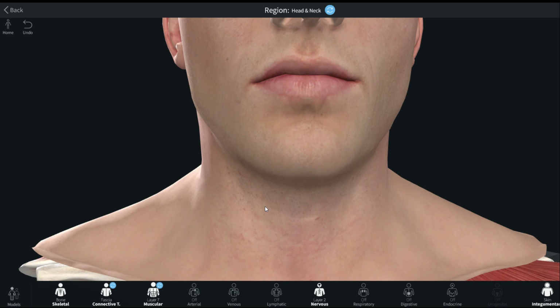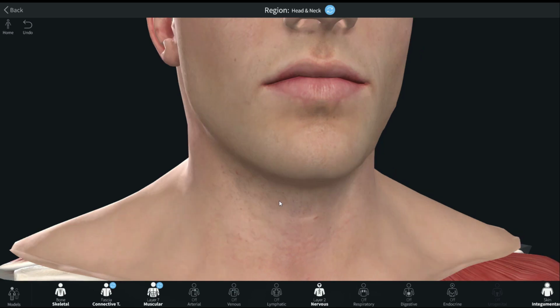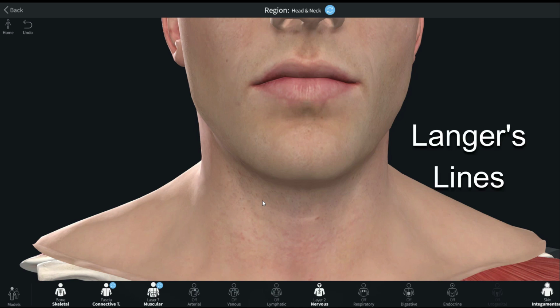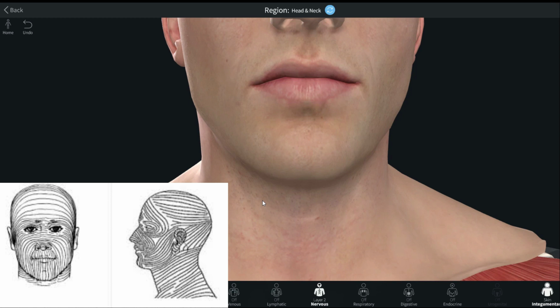So talking about the skin of the neck, the first thing that I would like to point out is the presence of certain lines on the skin. Now listen to me very carefully, okay? Throughout the human body, there is a distribution of a set of lines which are known as Langer's lines, or wrinkle lines, or tension lines over the skin. Let me explain what they are. They actually represent the distribution of the collagen fibers in the dermis of the skin. So the direction of the collagen fibers of the dermis is represented by these lines known as Langer's lines, wrinkle lines or tension lines.